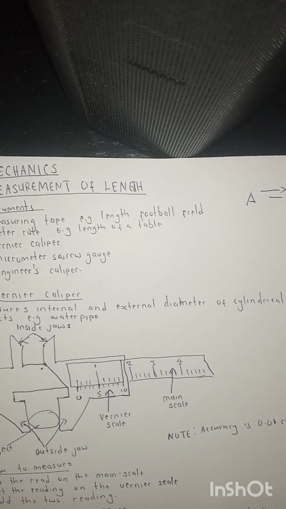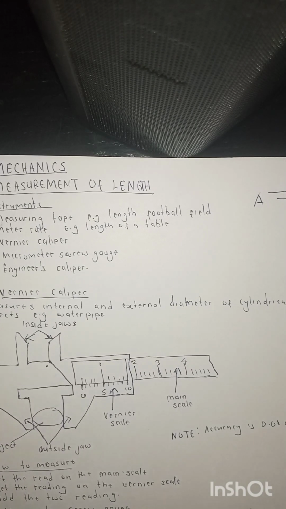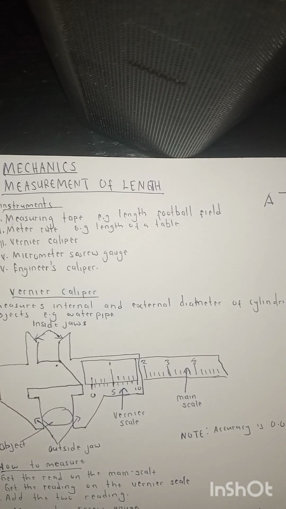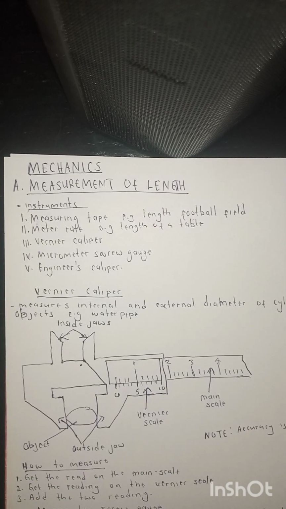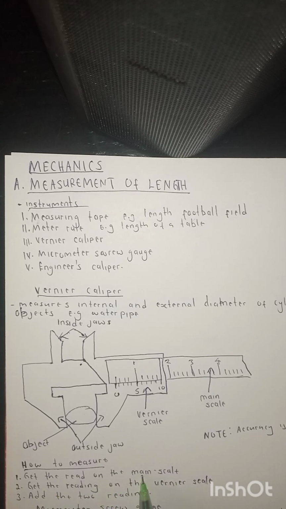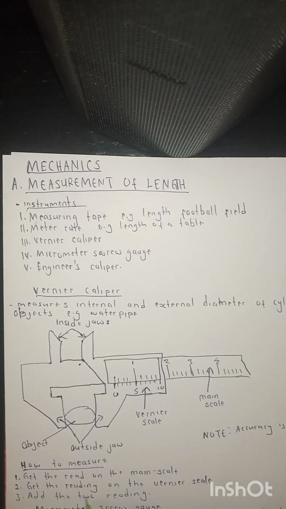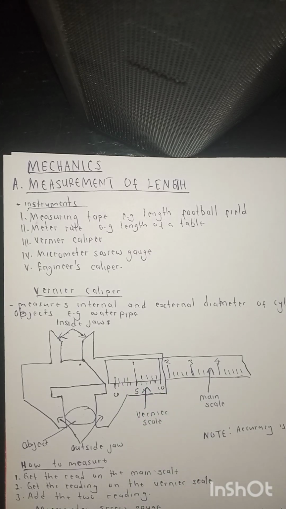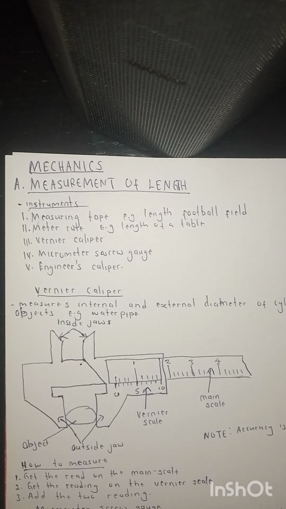Now, measuring with the micrometer screw gauge. I have some examples, although first let me just read how you measure. First thing, right here, I hope you can see, you get the reading on the main scale, which is this scale right here. Then the second thing you do is get the reading on the vernier scale. Then the last thing is that you have to add the two readings.